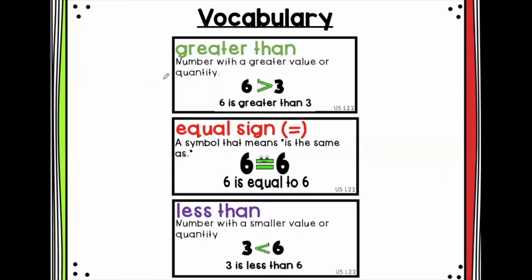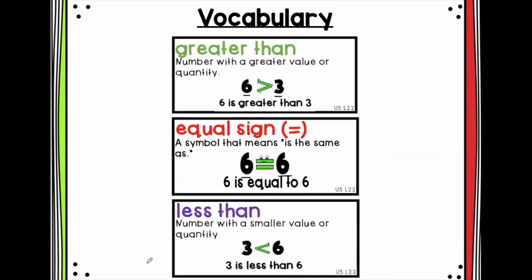Some more vocabulary includes the greater than symbol. This is the number with a greater value or quantity. So if you have 6 and 3, 6 is greater or larger than 3. So the alligator is going to eat the 6, and the small point of the arrow points to the smaller number. The equal sign is a symbol that means is the same as. So in this case, 6 is equal to or is the same as 6. Those are the same numbers.